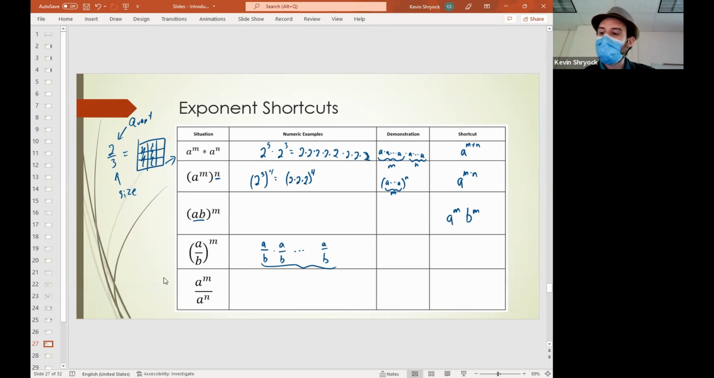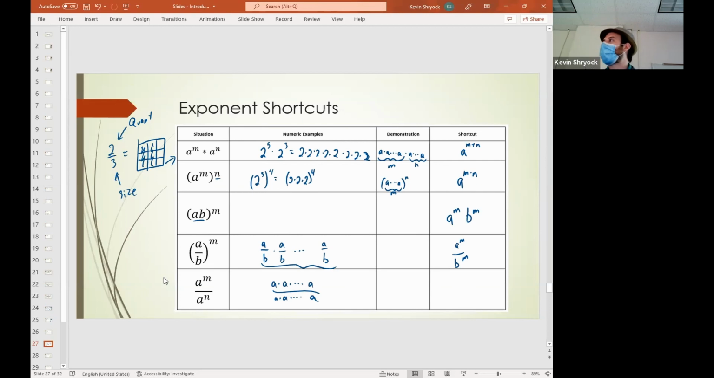M of them. I'll have 1, 2, 3, as many times as I repeat it. And on the denominator, I will have how many B's? M of them. What about on this last one? Here, I've got a whole bunch of instances of A and a whole bunch of instances of A.